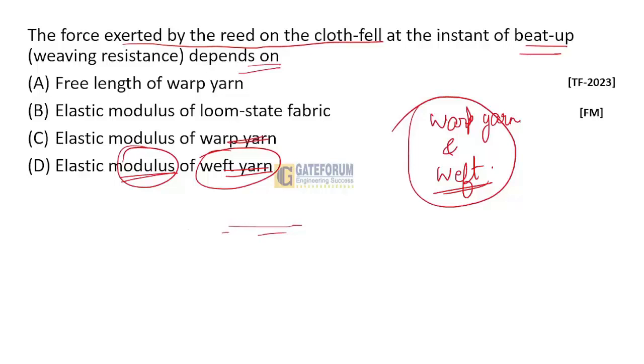The elastic modulus of the loom state fabric and the warp yarn determines the stiffness and the ability to resist deformation under the applied load during the beat up, and it directly affects the weaving resistance. So the warp yarn is basically responsible for all these things. The free length of the warp yarn affects it, and the elastic modulus of the loom state fabric is affected. But the elastic modulus of the weft yarn does not participate in this weaving resistance process, because the warp yarn only determines the stiffness and the ability to resist the deformation under the applied load during the beat up process, and the weft yarn does not take part in this process.